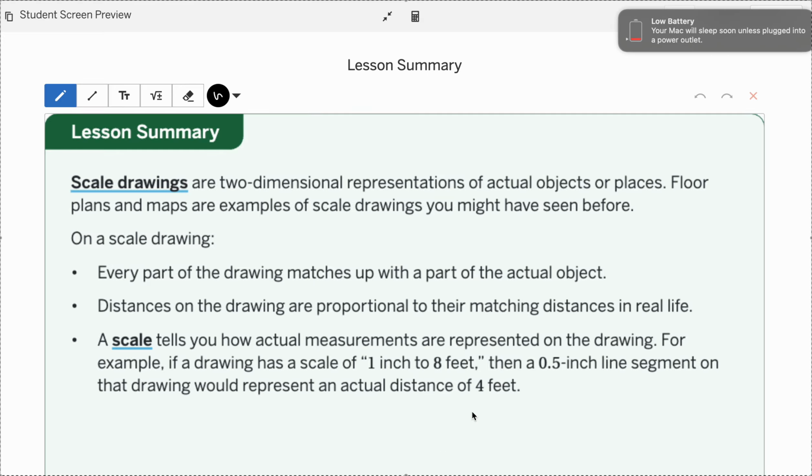So we talked about scale drawings, and scale drawings are two-dimensional representations of actual objects or places, such as a basketball court or a blueprint of a house. The scale tells you how actual measurements are represented on the drawing. For example, if a drawing has a scale of 1 inch to 8 feet, then a half-inch line segment on the drawing would represent the actual distance of 4 feet.